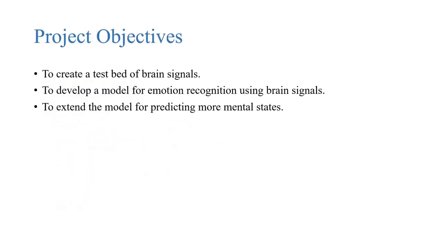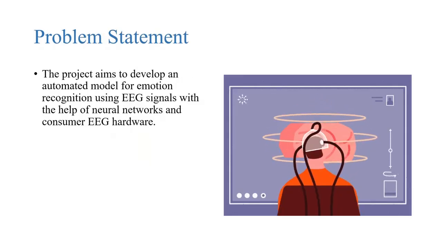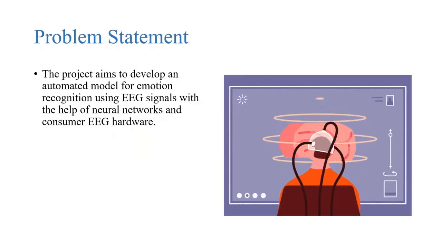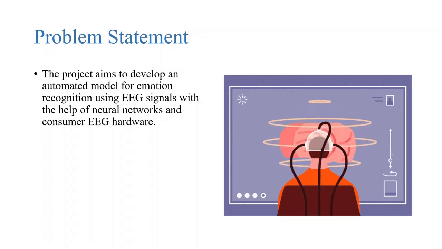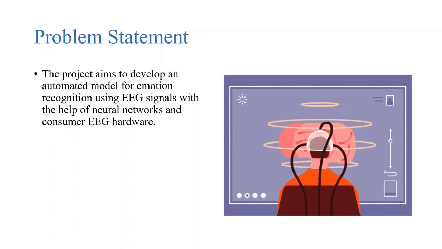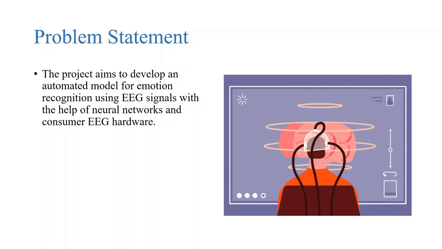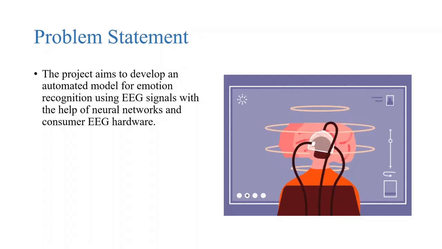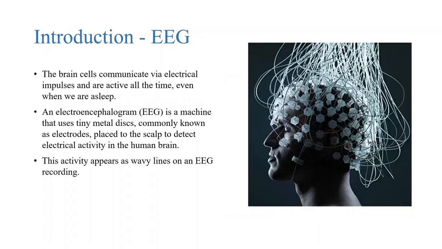Coming to the project objectives, these are the objectives: to create a testbed of brain signals, and also to develop a model for emotion recognition using brain signals. Our last objective is to extend the model for predicting more mental states. So, looking at the problem statement, the main objective of our project is to develop an automated model for emotion recognition using EEG signals with the help of neural networks and consumer EEG hardware.